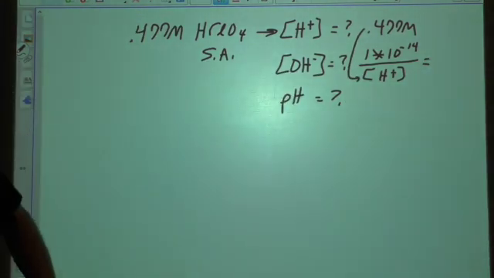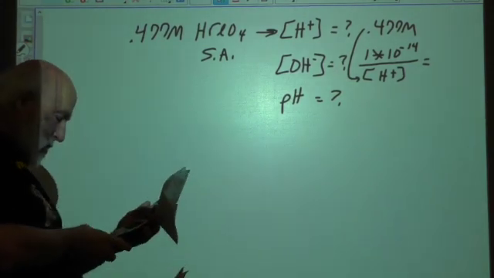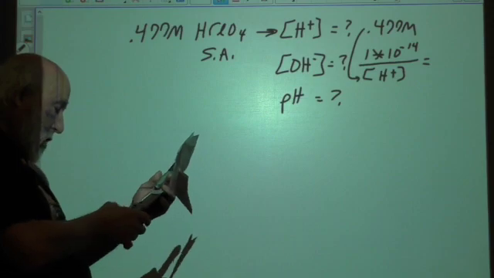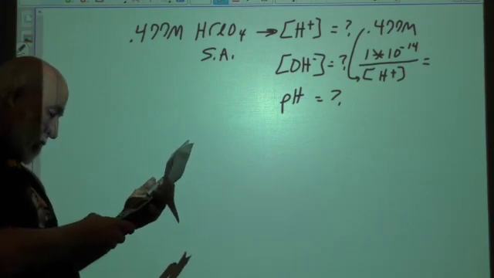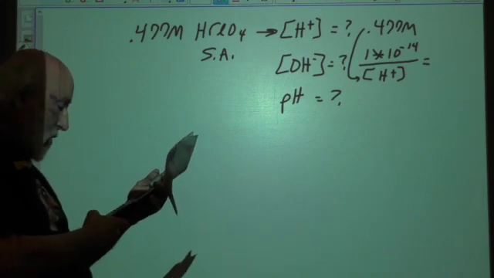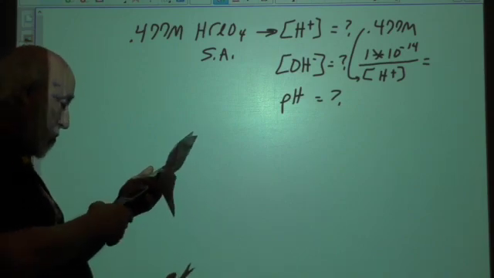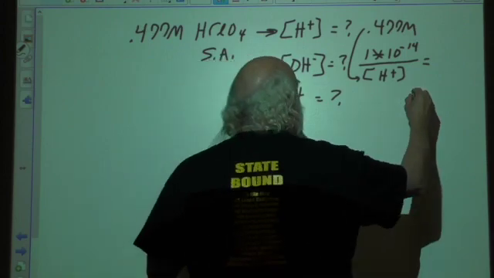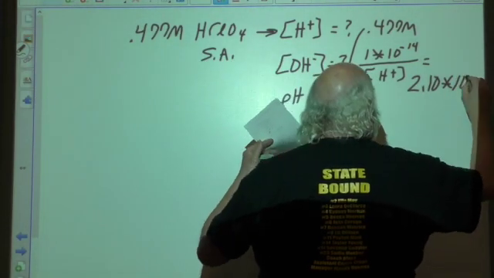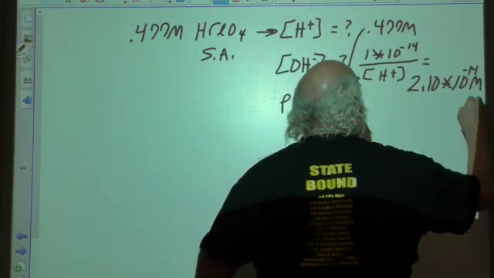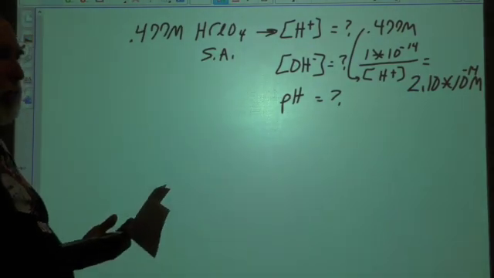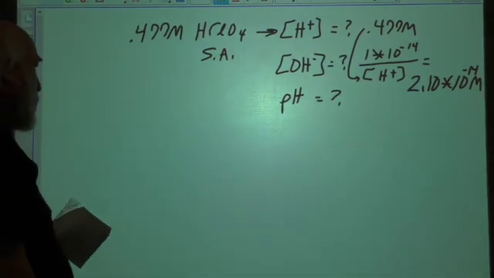So we go to our calculators, and now we really start using our calculator. And we get 1e negative 14 divided by 0.477, and we get 2.10 times 10 to the negative 14 molar. And those are concentrations, so you have to put the capital M on there. You will get it back if you don't do it.